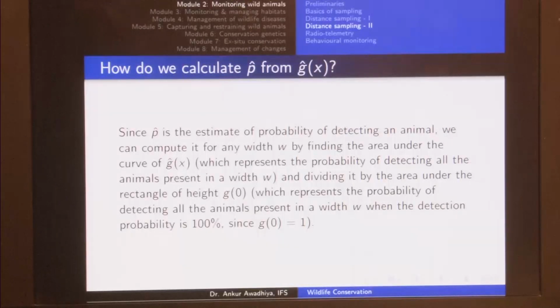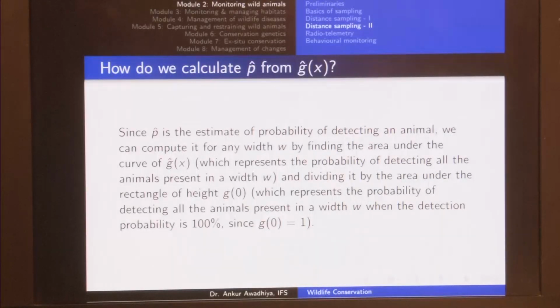Since p hat is the estimate of the probability of detecting an animal, we can compute it for any width w by finding the area under the curve of g of x, which represents the probability of detecting all the animals present in a width of w, and dividing it by the area of the rectangle of height g of 0, which represents the probability of detecting all the animals present in a width w when the detection probability is 100%, since g of 0 is 1.